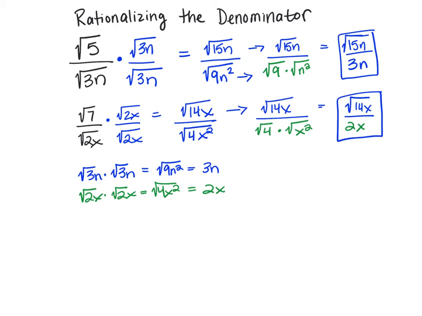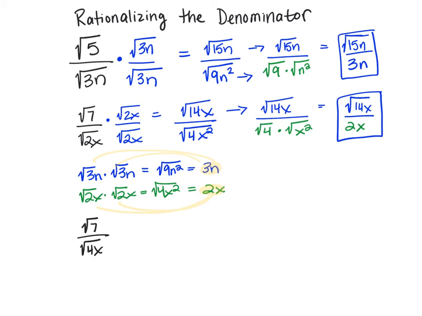So I want you to think about how this 3n is related to what you started with, and how this 2x is related to what you started with. Hopefully you noticed that anytime we were rationalizing the denominator and we multiplied by that same radical, we just got what was under the radical, and then the radical disappeared. That may have sounded confusing, so let's do a couple more.